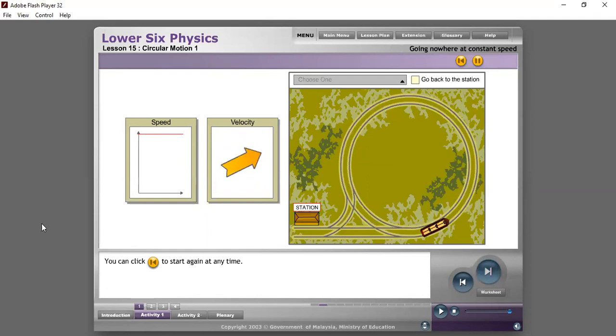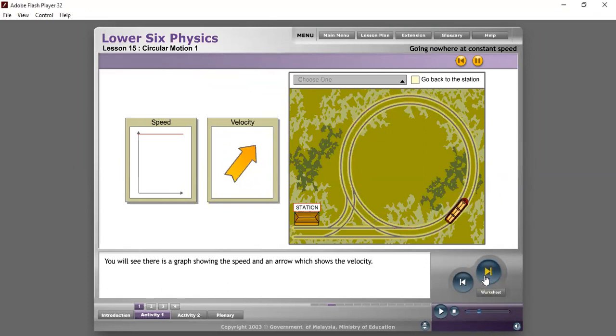Please observe that when the train is moving with a constant speed, the velocity is always changing. Why does the velocity change? The difference between velocity and speed is magnitude and direction. The magnitude of the velocity and the speed are equal, but velocity also has a direction. So the direction always changes, but the magnitude, the size of the arrow, is always constant. This means it's always constant speed.